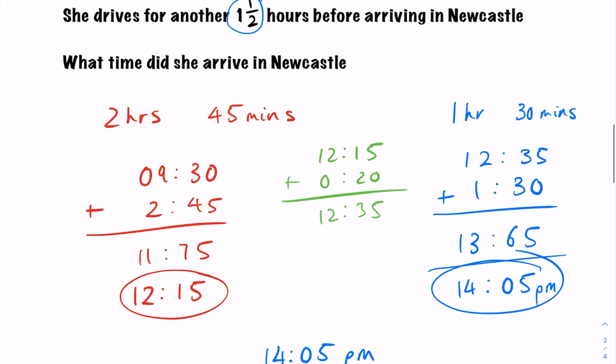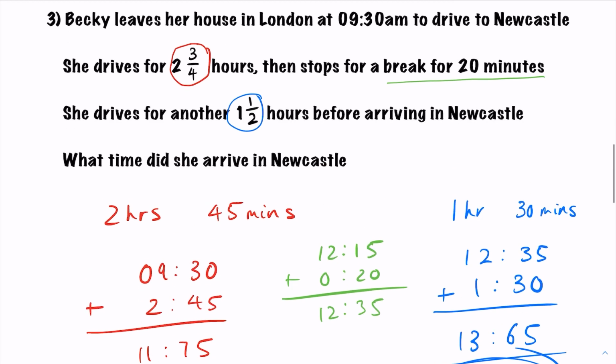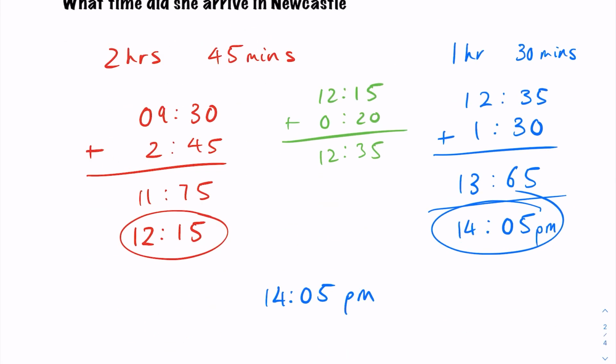So you're just adding them on one at a time. You can combine all of these measurements together, so the 2 3/4 hours, the 20 minutes and the 1.5 hours, you can combine them all together at the beginning, then add that all to 9:30 in one big chunk. I just want to slowly show you how you can build your way up to get to the end here.